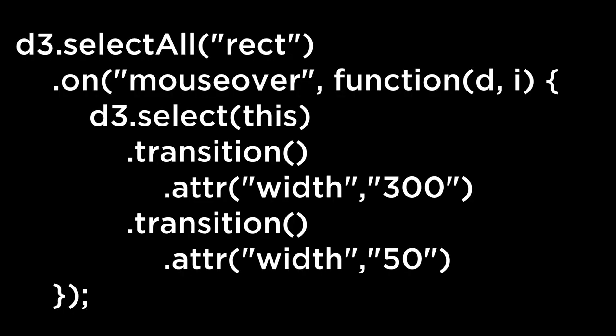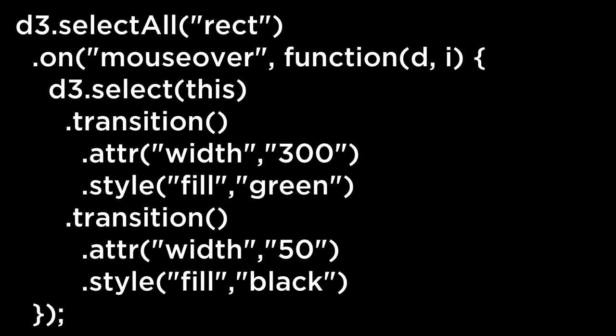For each of these rectangles, we add a mouse over event listener. When we mouse over the rectangle, it will increase its width to 300. Then with the use of a chain transition, it will then decrease its width back to 50, which was where it started. The code on the screen is how we select the element that we are currently on to be able to apply the transitions to it.